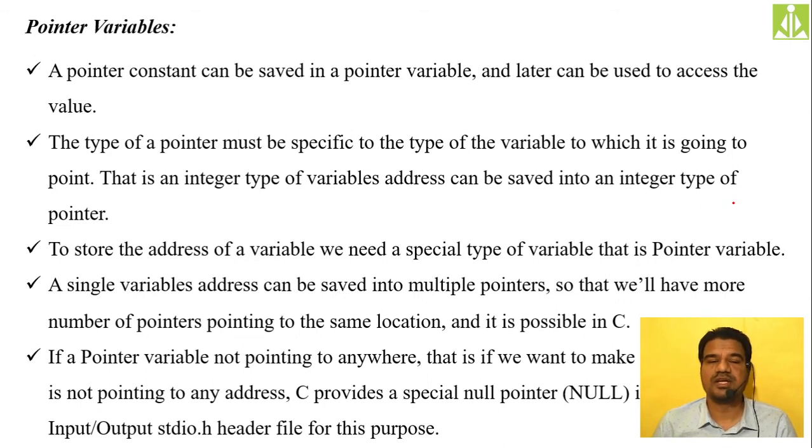And creation of a pointer is type specific again. So if you want to store the address of an integer variable, you need to create an integer pointer. If you want to store the address of a character variable, you need to create a character pointer. If you want to store the address of a float or double variable, you need to create a float or double pointer. Okay. For a single variable you can have many pointers. There is no limit; you can have as many pointers as you need.